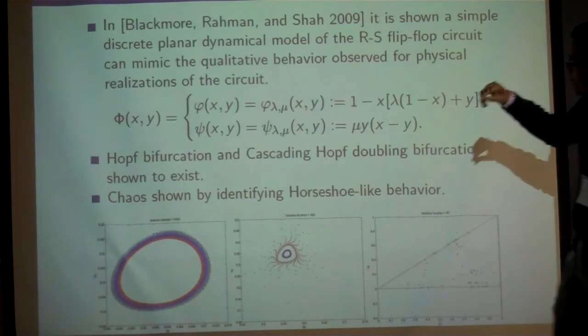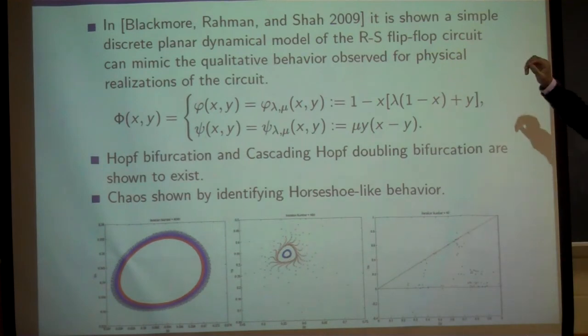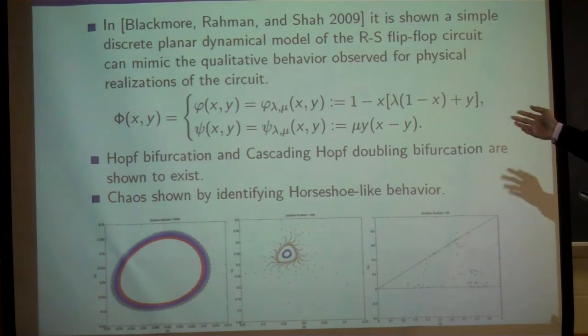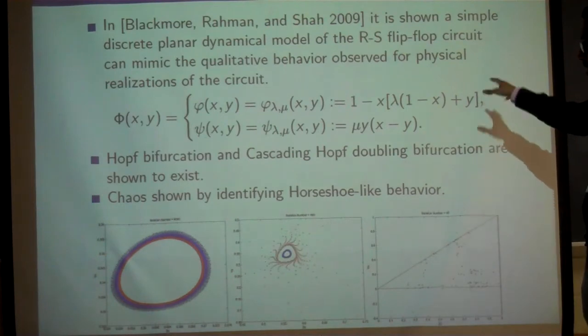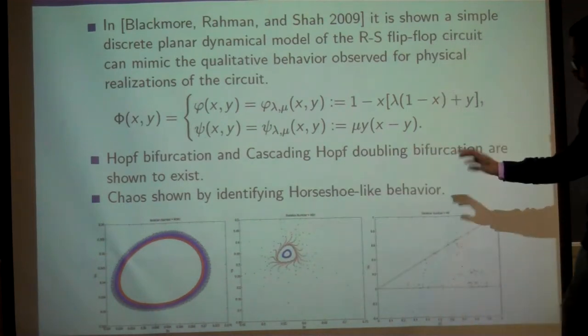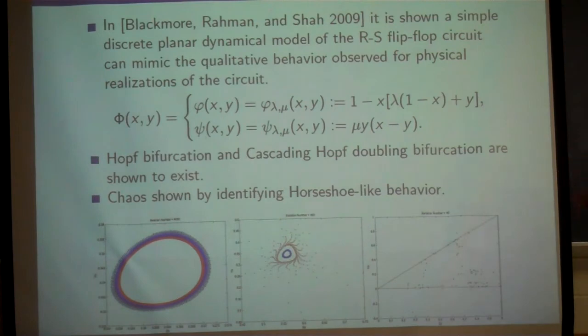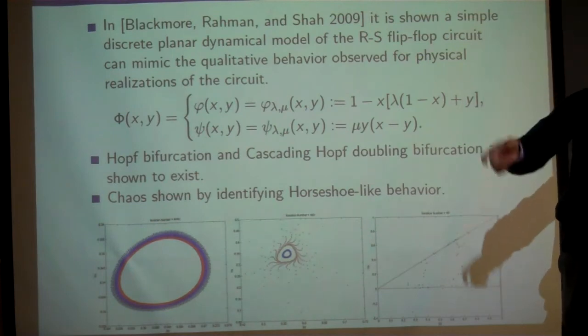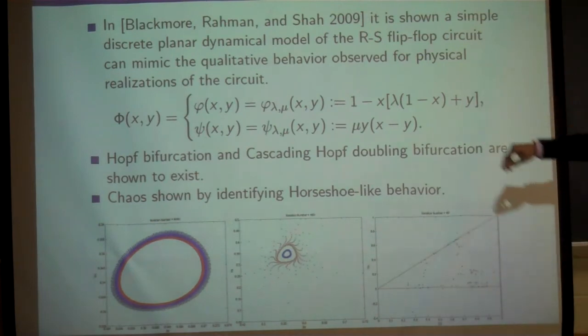So in 2009, when I was an undergrad, we looked at these things and modeled it in an ad hoc manner. And we came up with this model, and we saw that it does replicate the behavior seen in the physical realizations of these circuits. And from the model, we get Hopf bifurcations and cascading Hopf doubling bifurcations, and chaos is shown by identifying horseshoe-like behavior. So my professor did prove all this, but we won't go through the proofs today.